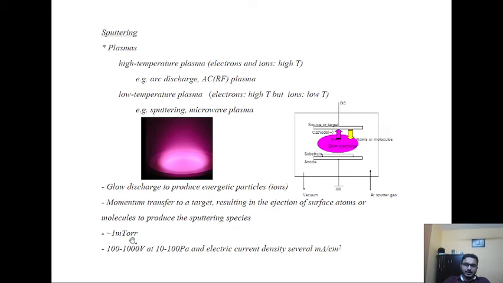So we have nearly 1 amp, and the range is 100 to 1000 volt at 10 to 100 pascal, and electrical current density is several milliampere per centimeter square. So that is sputtering.